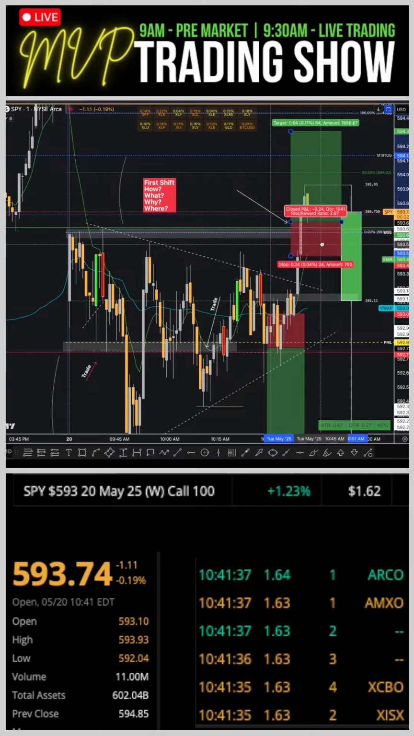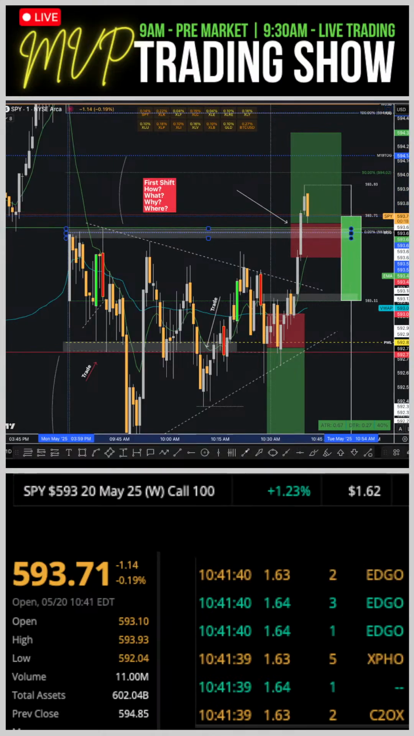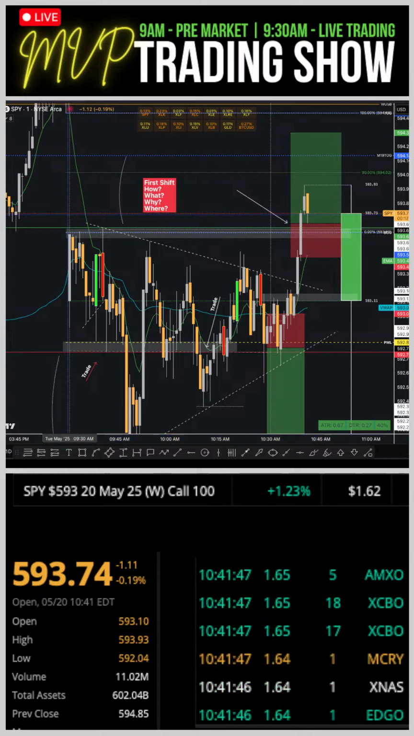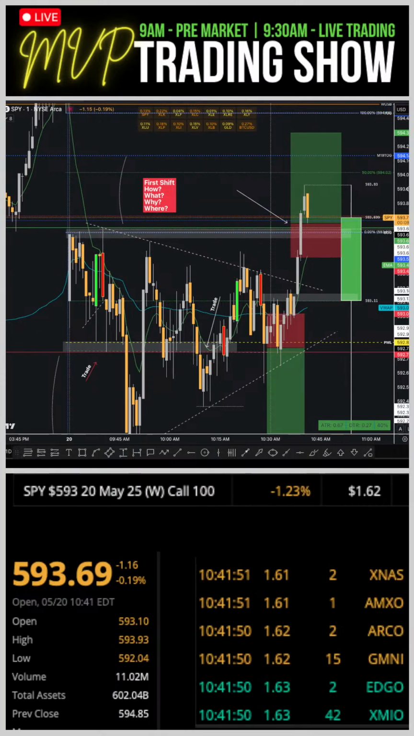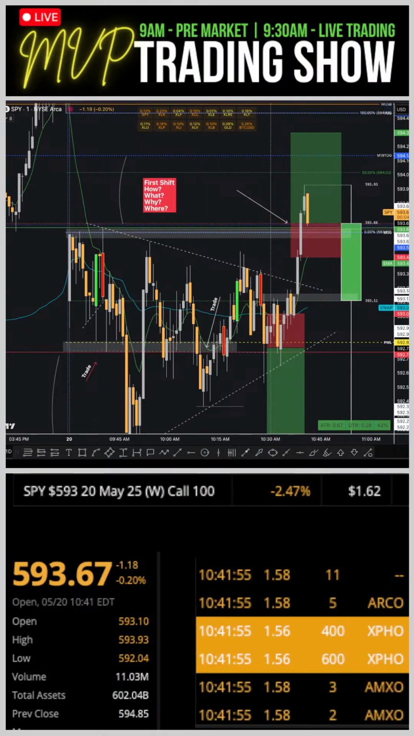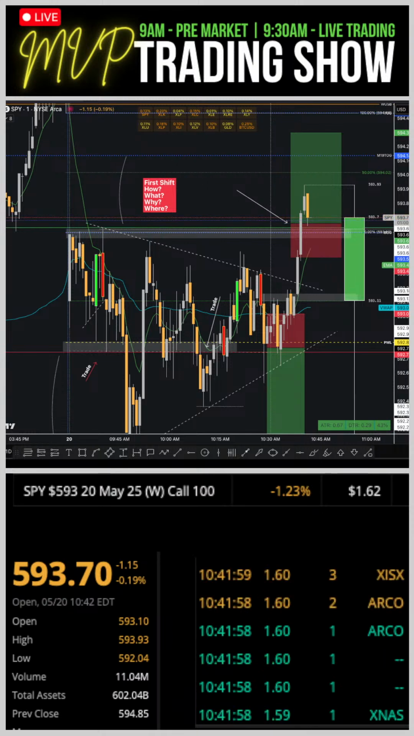Didn't get the best entry. My entry was up near here. So for me, I want price to stay above that 593.62. I like how the VIX continues to break down here, continues to slide. Let's see if SPY can put together 2 consecutive candles above that VWAP.